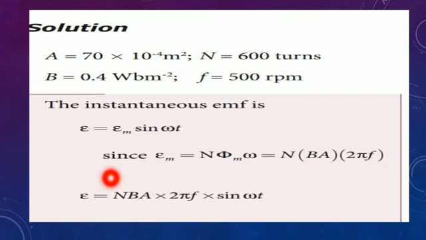Therefore, please substitute the value of E_m into this one. E is equal to N B A into 2 pi f into sine omega t. Okay students, right?